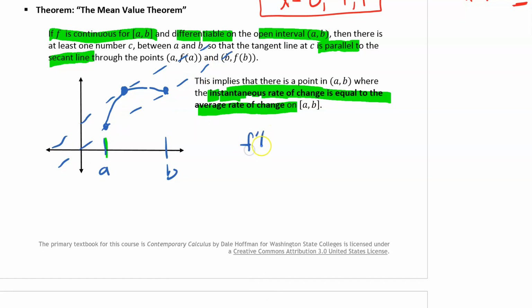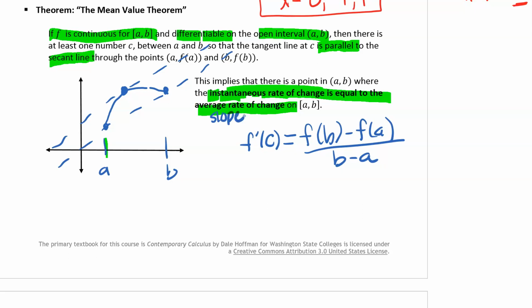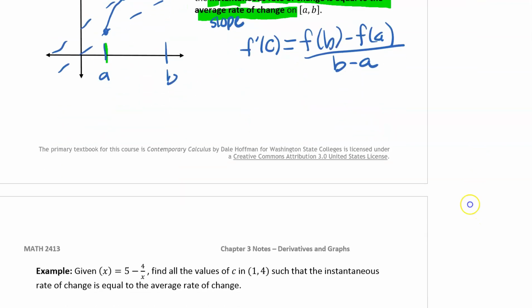And so that means f prime of c is going to be equal to f of b minus f of a all over b minus a, or your slope formula. Because remember, average rate of change was just your slope formula, but it used your function notation. So in your Rolle's theorem, your a and b have to be horizontally aligned and your derivative is going to be equal to 0. But in your mean value theorem, your instantaneous rate of change, or f prime of c, is going to be equal to the slope between a and b. So we're going to have to do a little bit more computations with these.